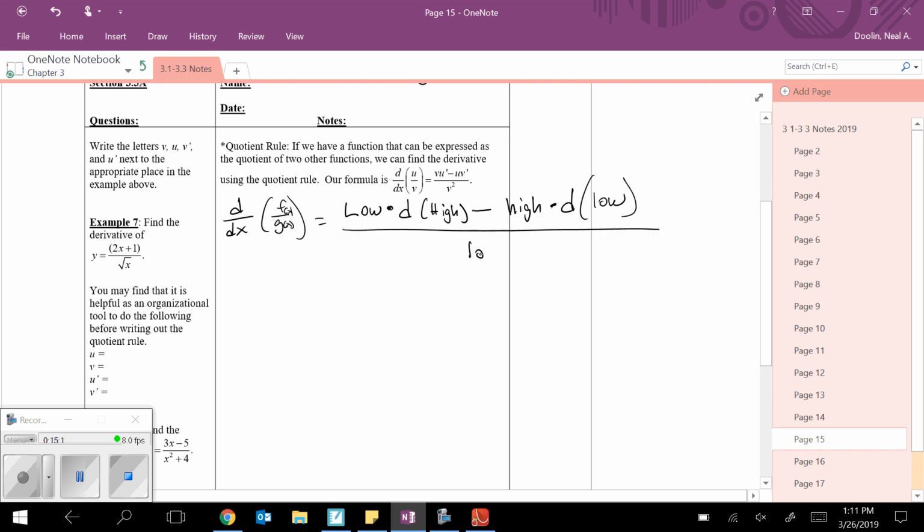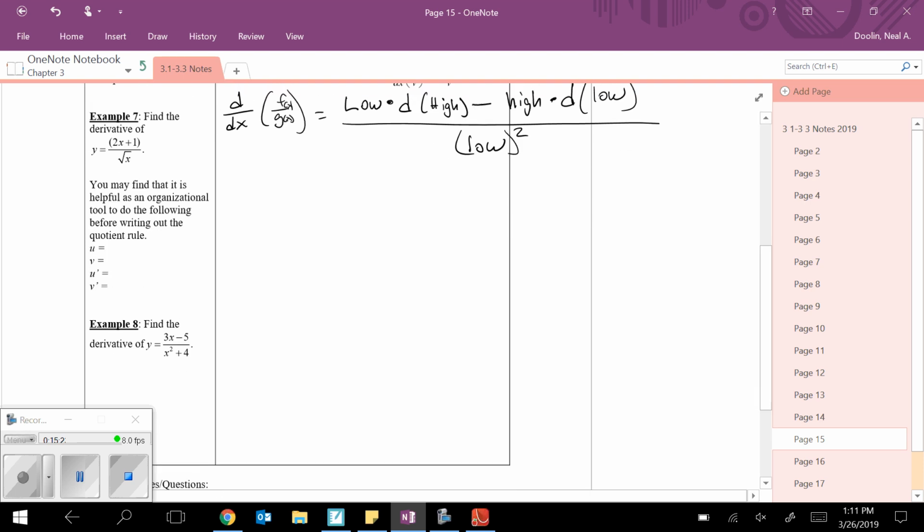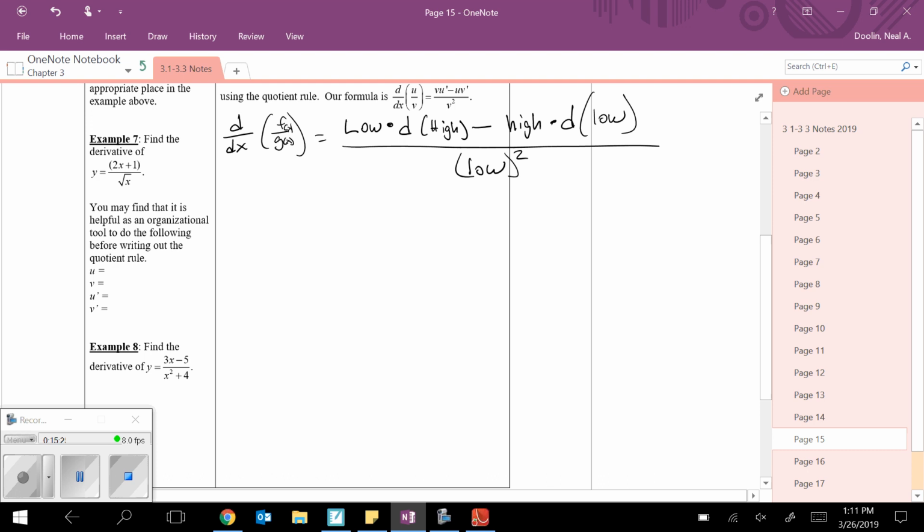So I just said this to myself 100 times when I was in high school and never forgot it. Low d high minus high d low, strike a line, square below. And it works for me. So we got two functions here that we're going to work with. So let's start with example 7. So let's just say my high is the numerator, my low is the denominator.